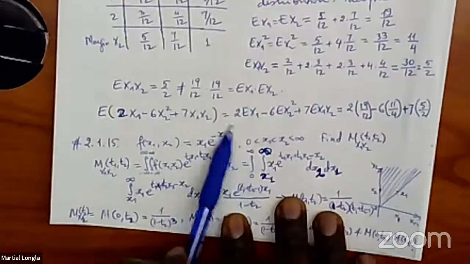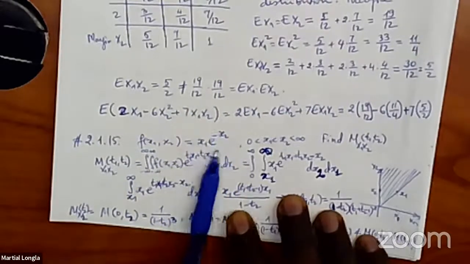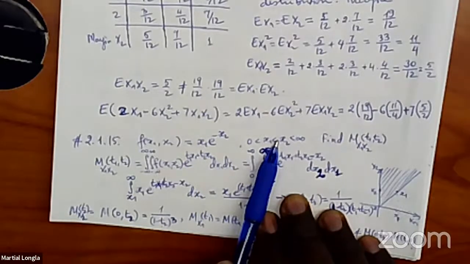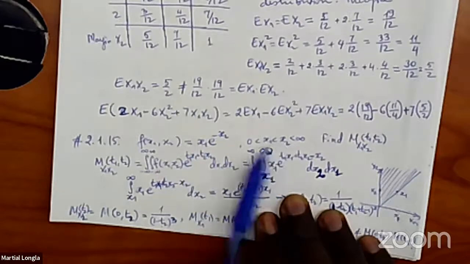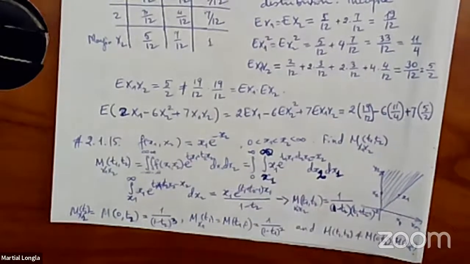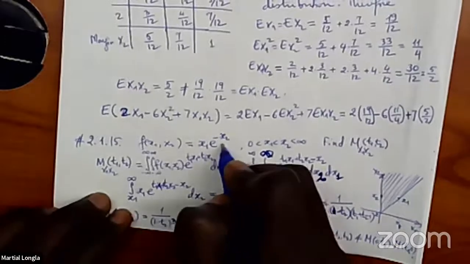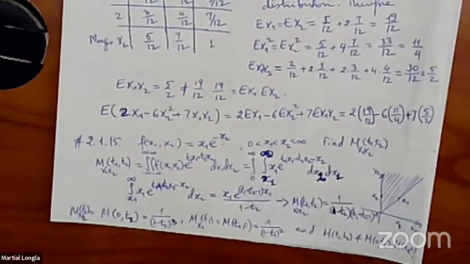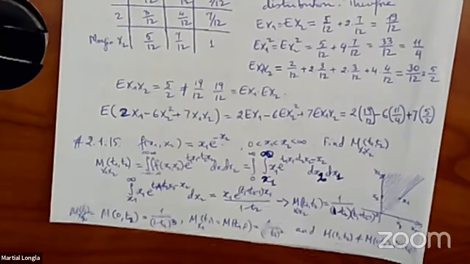This here is not a product of a function of x1 and a function of x2 because the range of the first function is linked to the range of the second. Because technically here you would need to put the indicator of x1 less than x2, and that indicator is not a product of a function of x1 and a function of x2. It's a function of x1 and x2 at the same time. You can't split them. Does that make sense? And because of that, these two random variables are not independent.